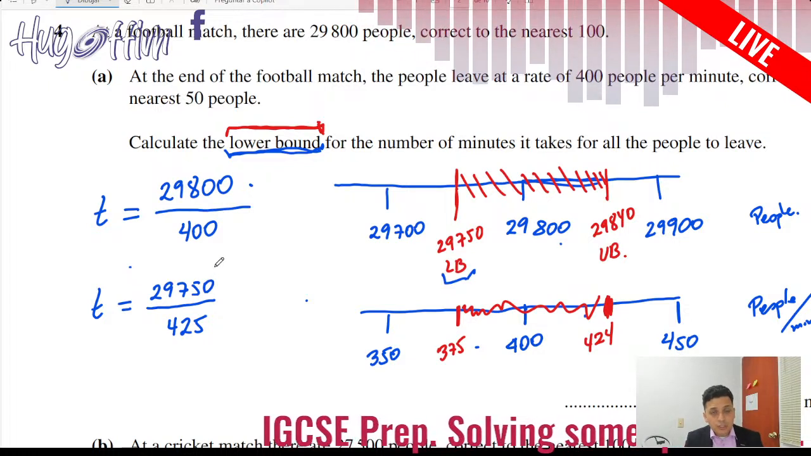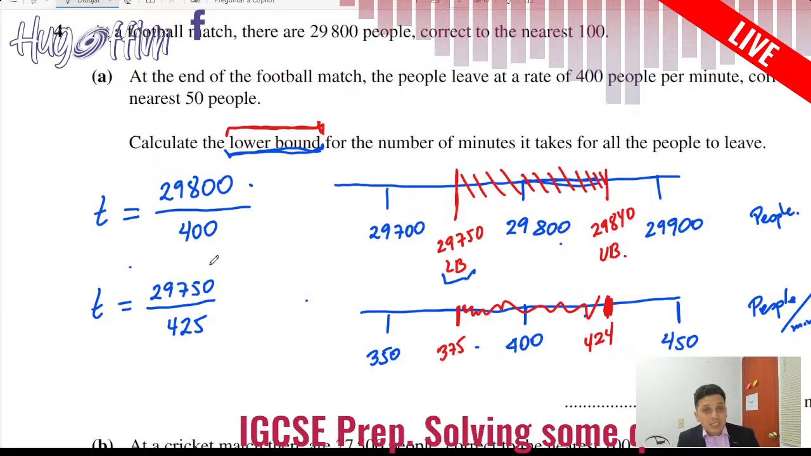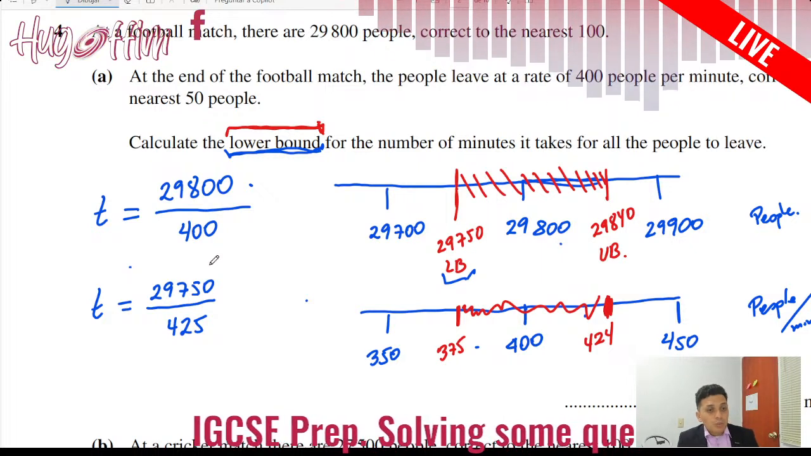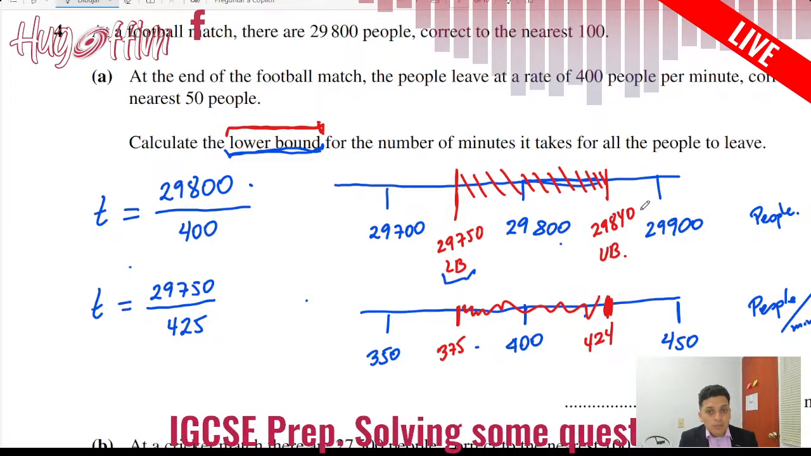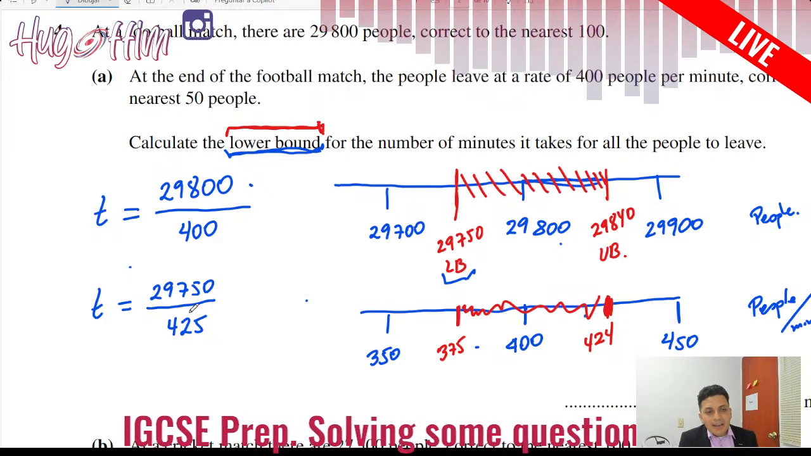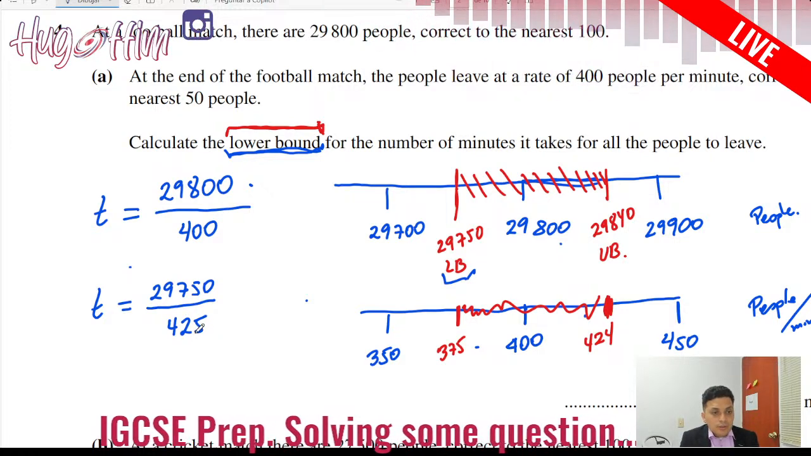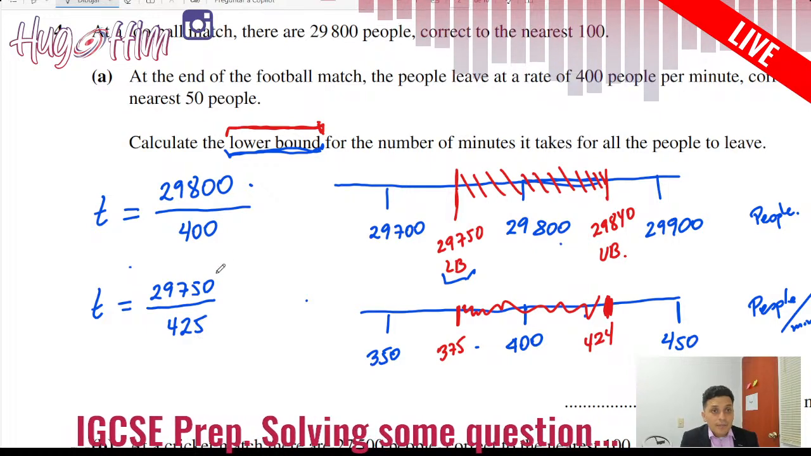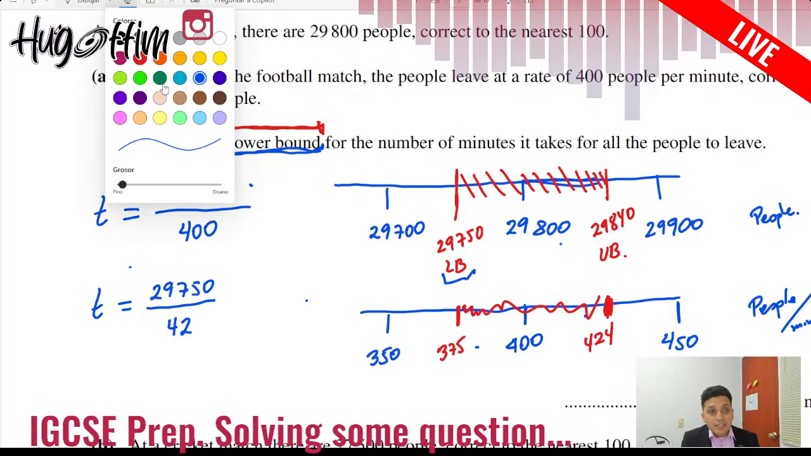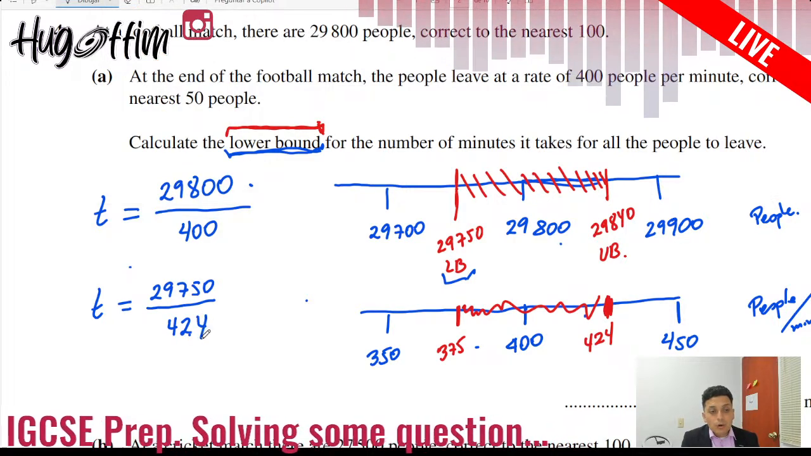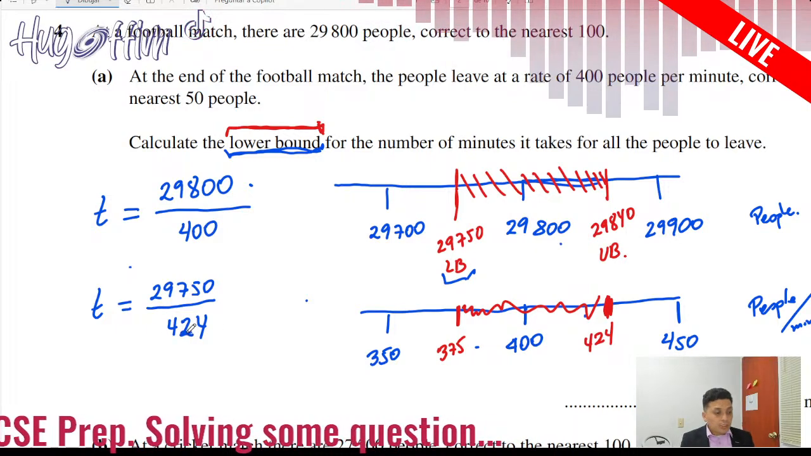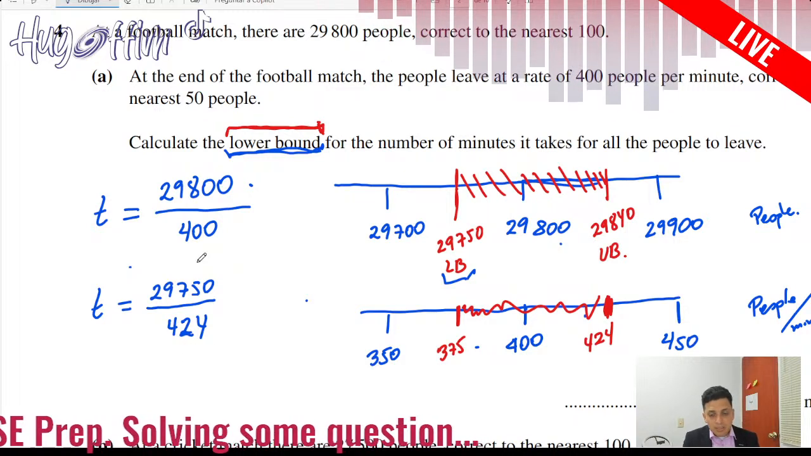In terms of the operations, if I decrease the numerator, I decrease the quotient of the division. So as I'm using lower bounds and upper bounds, I'm going to put the lowest number possible. And if I increase the denominator, I'm going to decrease the quotient. So the higher the denominator, the lower the quotient. So this is what I'm going to do. I'm just going to divide these numbers.